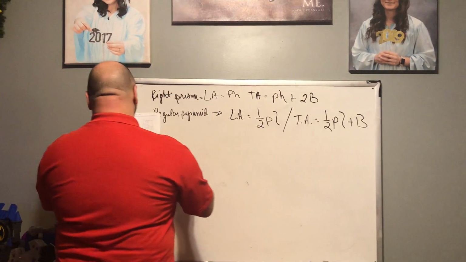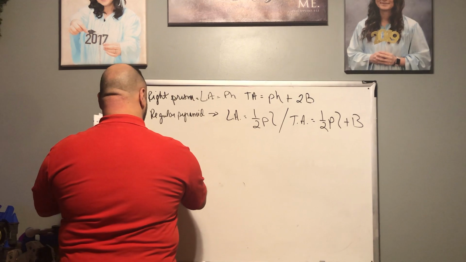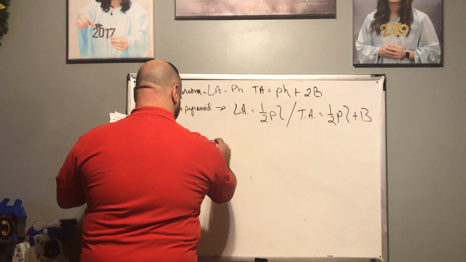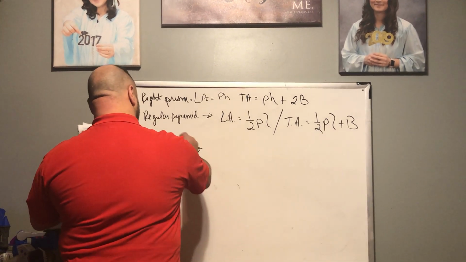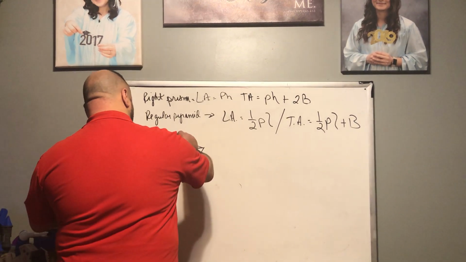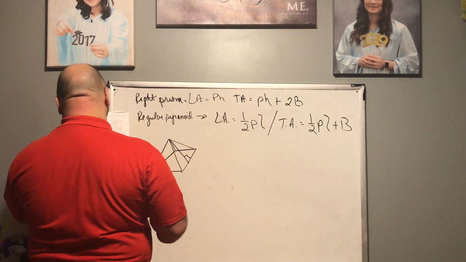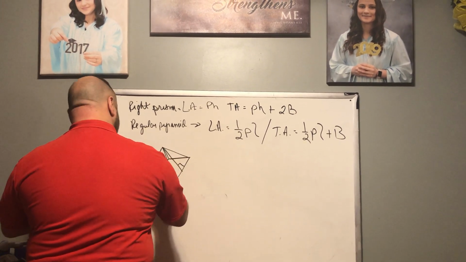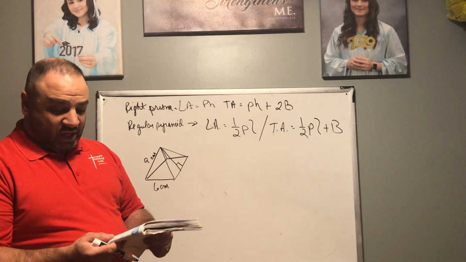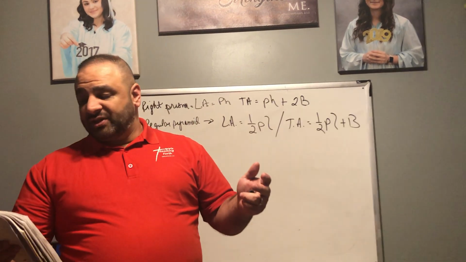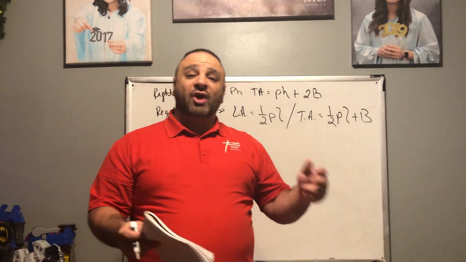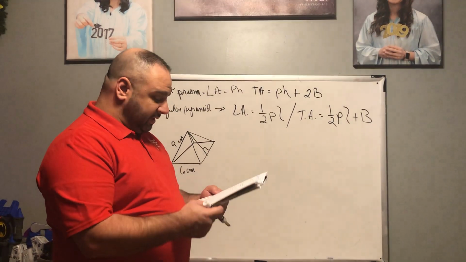So let me see if I can draw my triangle. It always helps to do the base first. Okay, and then we have our slant height. So we're looking at here, this is 9 centimeters, this is 6 centimeters. Typically for these regular pyramids, you're going to have 2 bases. You're either going to have a square base or a triangular base. So we'll look at that here.